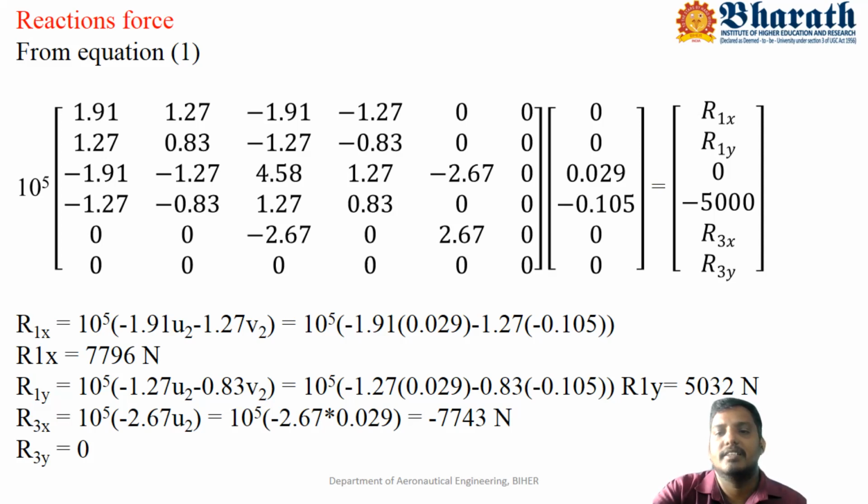Then we have to find out the reactive forces. That means the right-hand side R1x must be equal to the first row into the displacement vector. Then we will get the R1x value. Then the second row of the stiffness matrix into the nodal displacement must be equal to R1y. Then the fifth row into the respective displacement vector must be equal to R3x, and the sixth row into the nodal displacement must be equal to R3y. Therefore, we will get the reactive forces by just multiplying the stiffness matrix into the nodal displacement and equating the respective rows. Then we will get R1x, R1y, similarly R3x and then R3y.